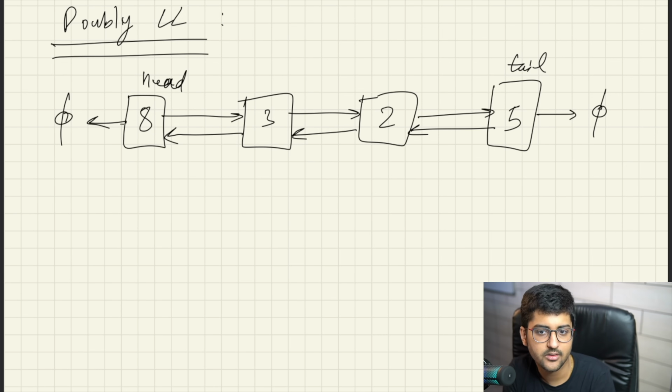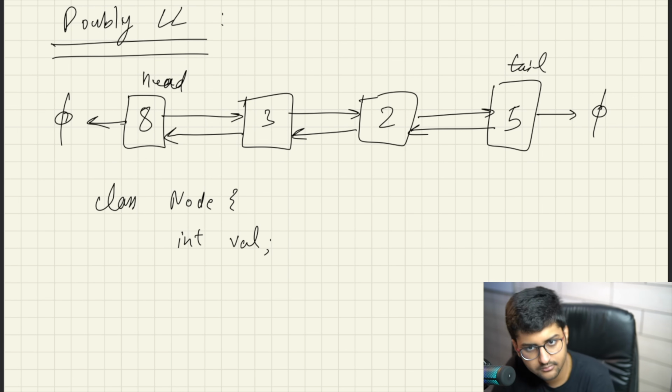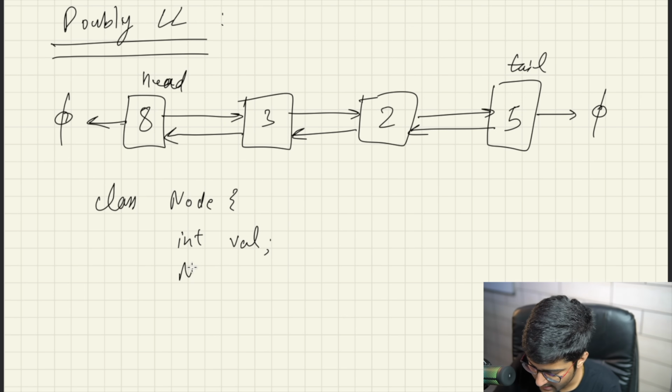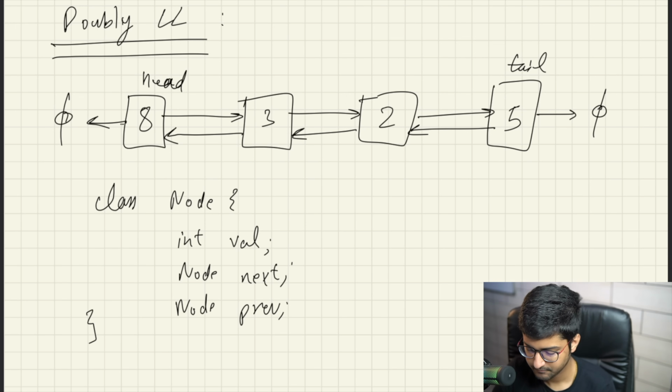You can move backwards very, very easily. How would the structure look like? Every single node, every single box will have this structure. Integer value, first thing, node next. Just like the previous example, node previous is the new thing added. Okay. Cool. Now, for example, you want to add a new item over here at the first of the list, the front of the list, insert first. How do you do that? First of all, create a new node.